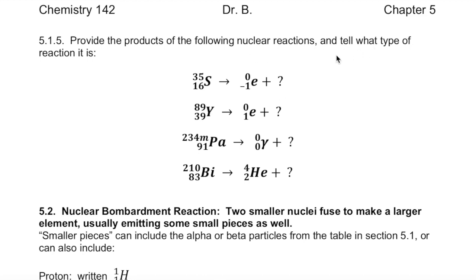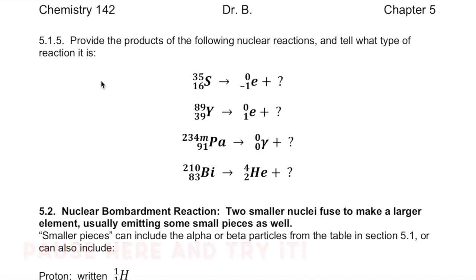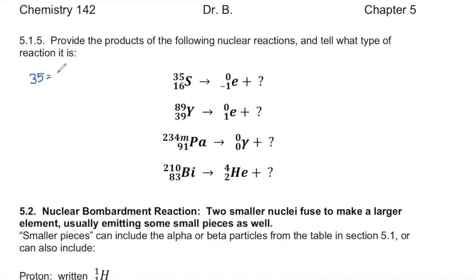Also, we're going to tell what type of reaction this is. So for our mass number, we have 35 being equal to 0 plus a question mark. So our question mark is 35 for that one. And then for the atomic number, we have 16 being equal to -1 plus a question mark. So our question mark has to be equal to 17. And that gives us an atom of chlorine.